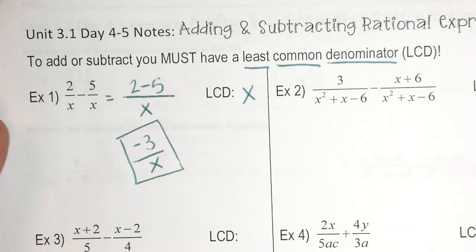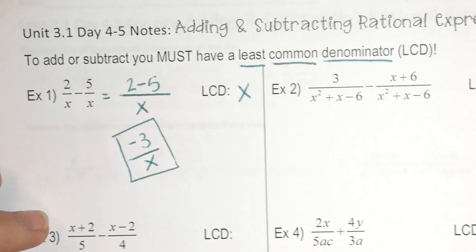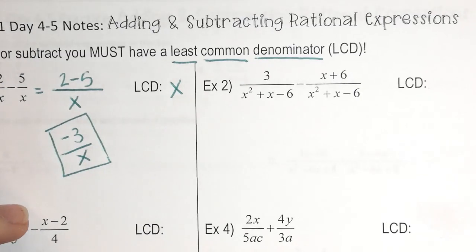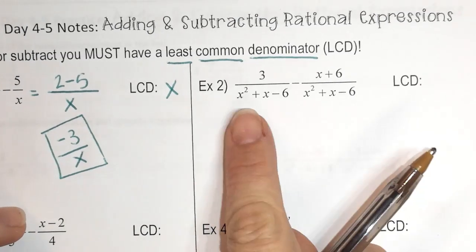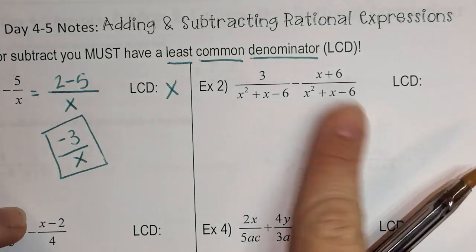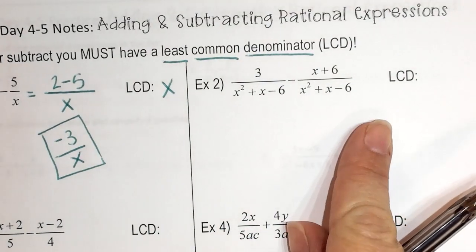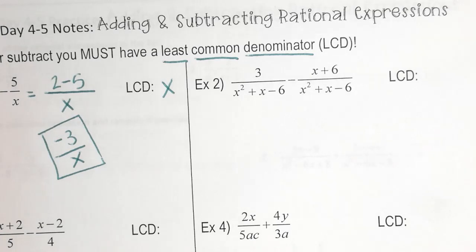Okay, look at example 2. Does the denominator match? Yes. Okay, it's the same thing. However, we're still going to factor it because after we add or subtract, if it can simplify, we're going to simplify. Does that make sense? So we always want a factored numerator and a factored denominator.